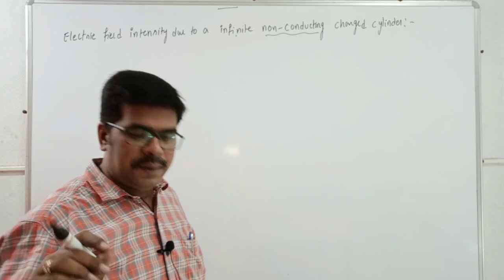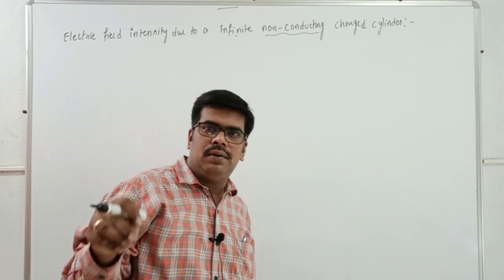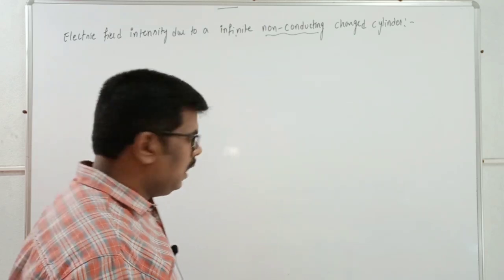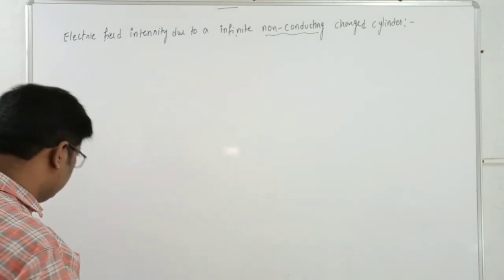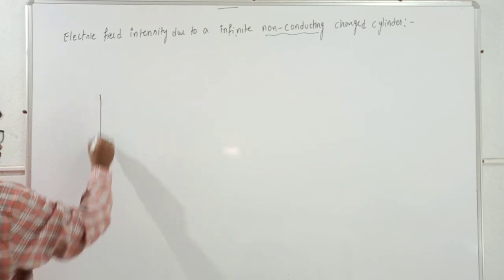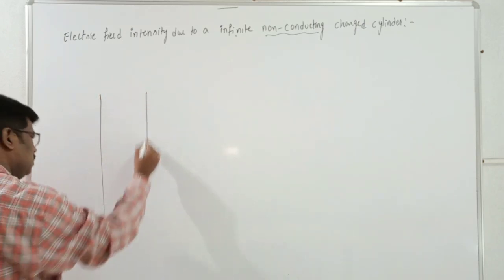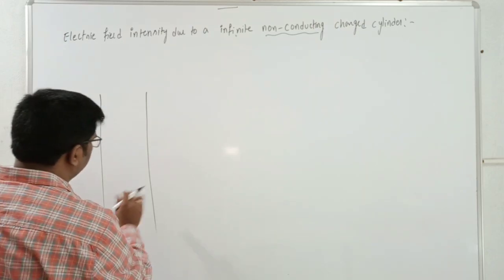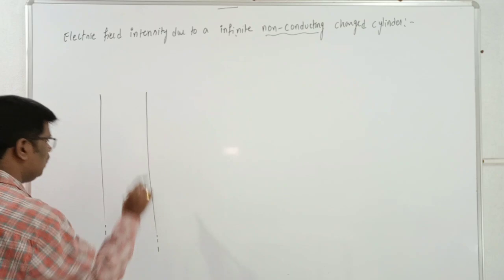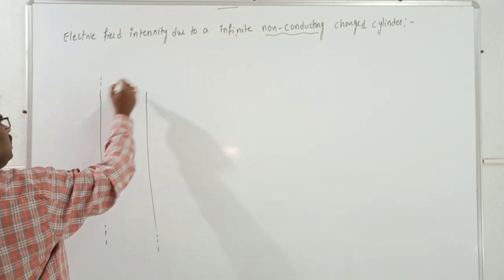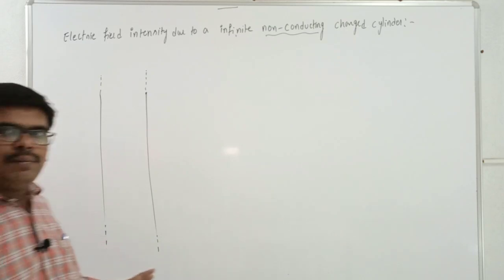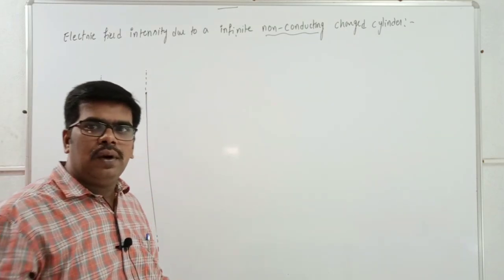What is special with non-conducting means the charge will be present inside as well as over the surface. Let us consider one cylinder. Let us take, this is a cylinder, whose radius is large and continuous, and whose length is infinite. Throughout the body, the charge will be present.